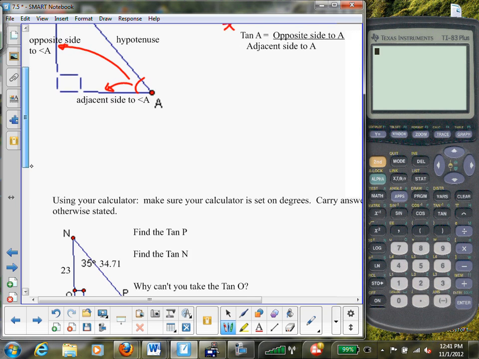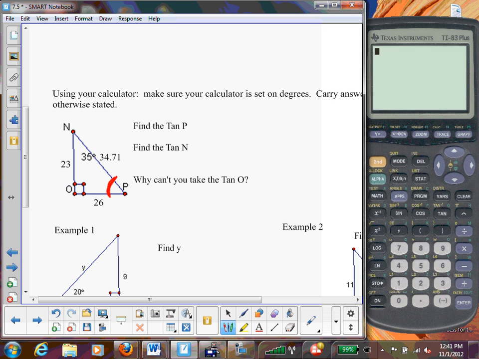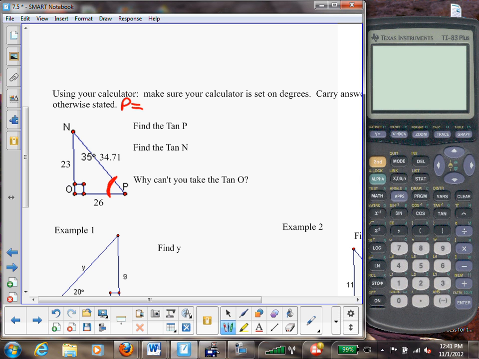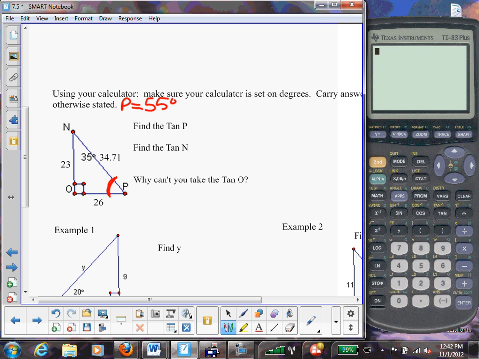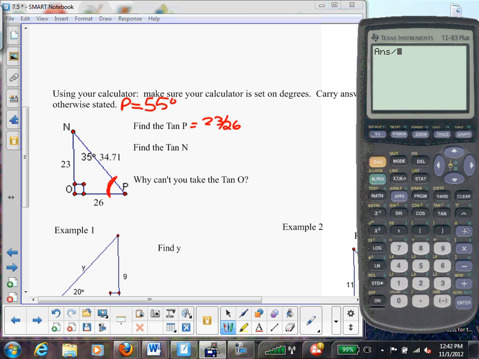All right, so we're going to figure out a couple of things. We're going to figure out the tangent of P. So here's my angle P. What is P as an angle? This is 90, this is 35. What does that leave P to be? Okay, 55 degrees. If I want to find the tangent of P and I'm looking simply at the sides, then you would say that the tangent of P is a ratio of which two sides? Okay, 23 over 26. On your calculator, figure out what 23 divided by 26 is.